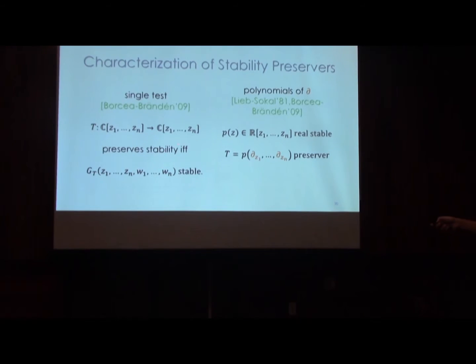A consequence of this result is basically that if you have a polynomial of the partial derivatives, so partial derivatives raised to powers, multiplied together, summed and so on, this operator would preserve real stability if and only if the polynomial you're applying it with, looked at as a polynomial itself, is real stable.